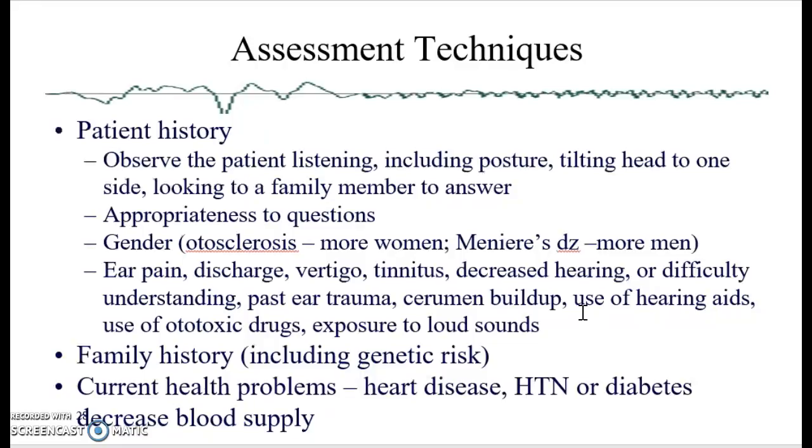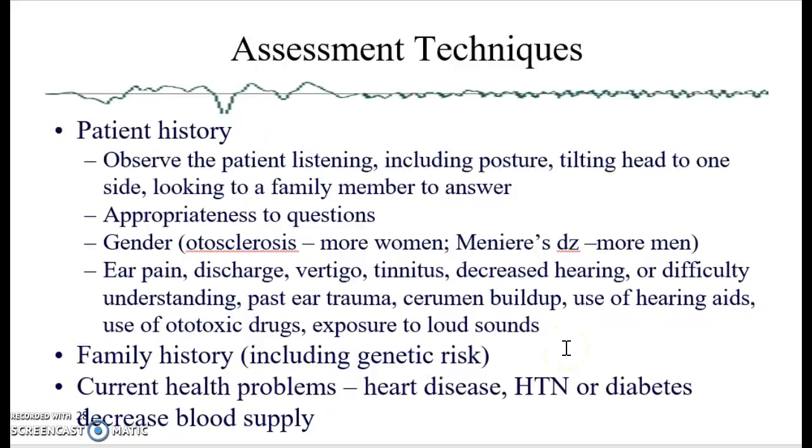Or are they in a work environment or a hobby environment that exposes them to loud sounds that could be creating problems as well? In looking at family history, you want to look at who in the family has had hearing loss. Was it one-sided, both-sided? Was it due to trauma? Was it due to genetic issues? Was it specific diseases that they can remember?